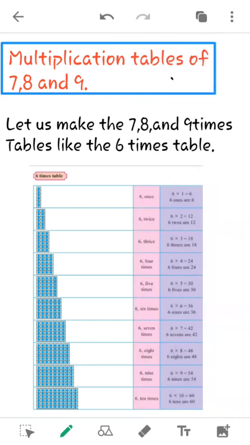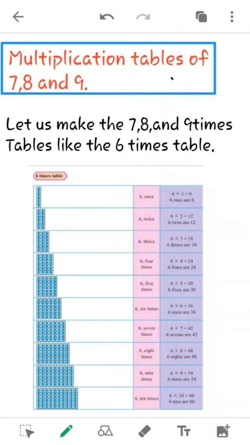Multiplication tables of 7, 8 and 9. Let us make the 7, 8 and 9 times tables like the 6 times table.